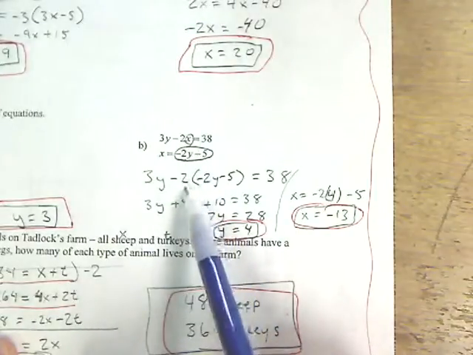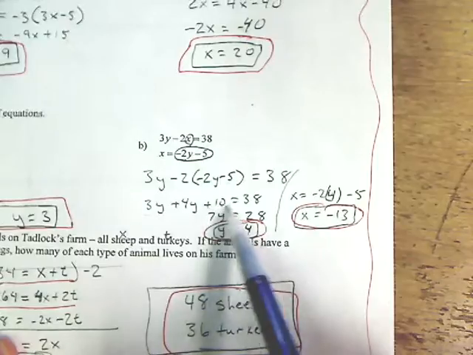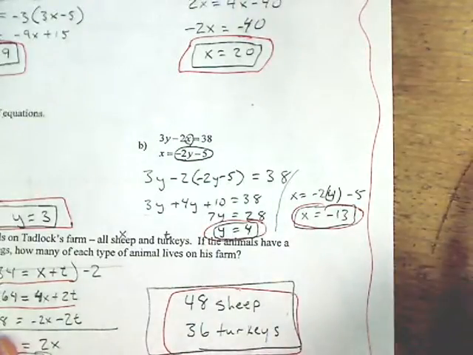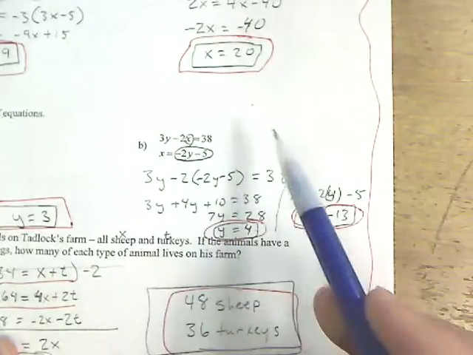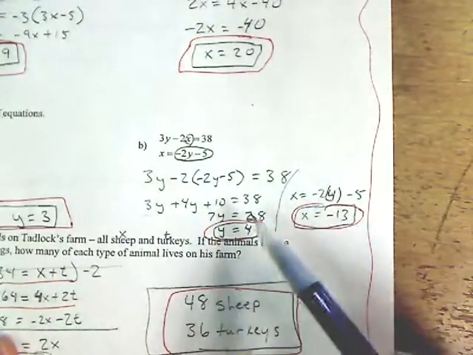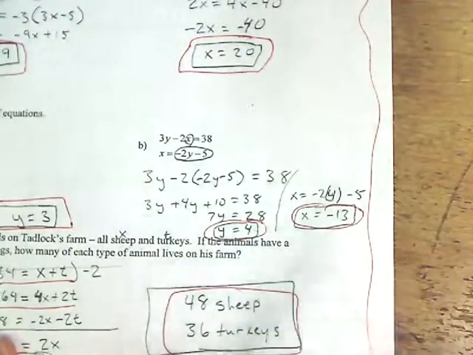Plug in for the x, distribute. That's how it became positive. Combine like terms. Subtract 10 from both sides. There's your y is equal to 4. Plug your y back in. 4 times negative 2 is negative 8 minus 5, negative 13.